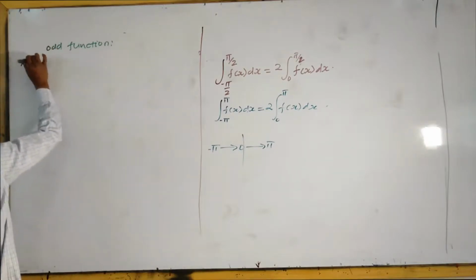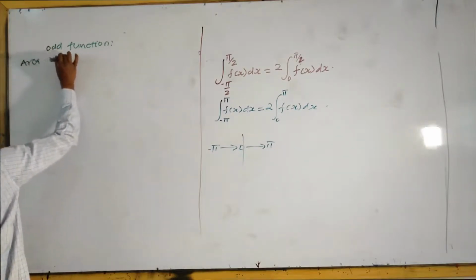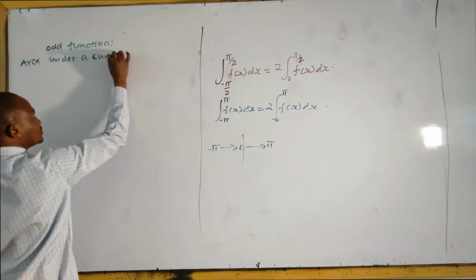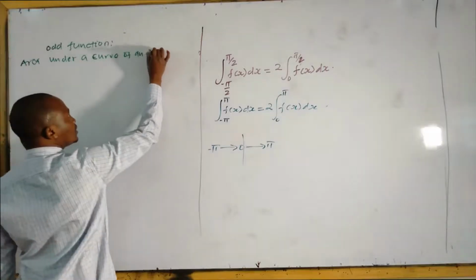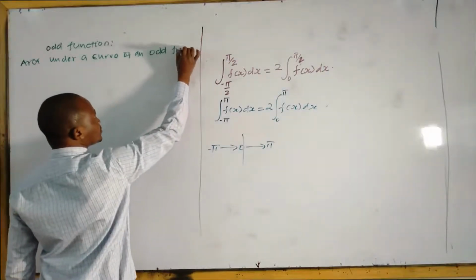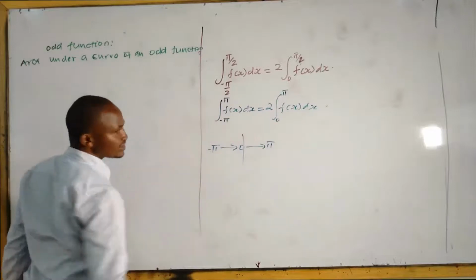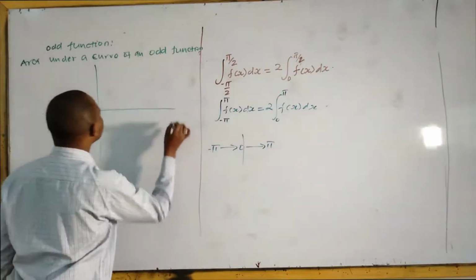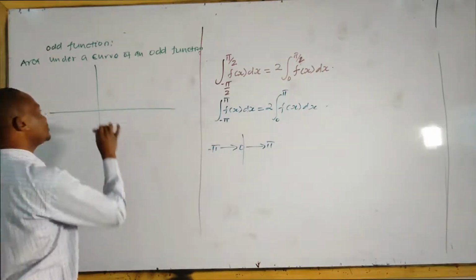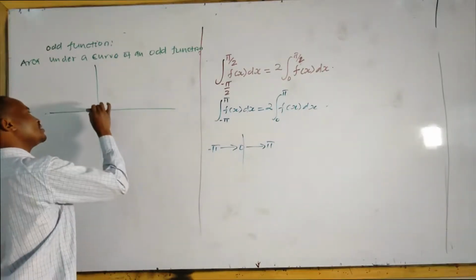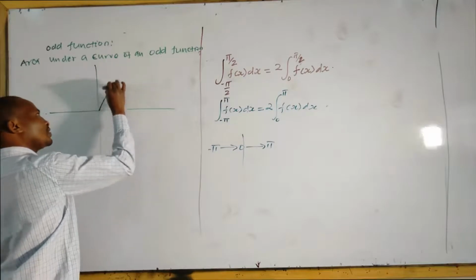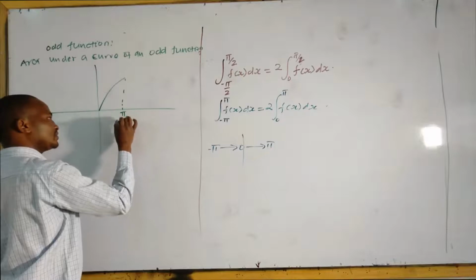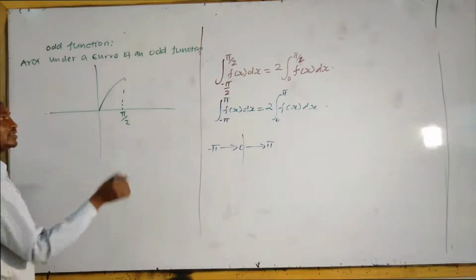Area under a curve of an odd function. Let us take the sine function. Draw it here. Sine usually starts from 0. Sine 0 is 0, so we can go up. This is pi over 2, just an example. We go up to pi.